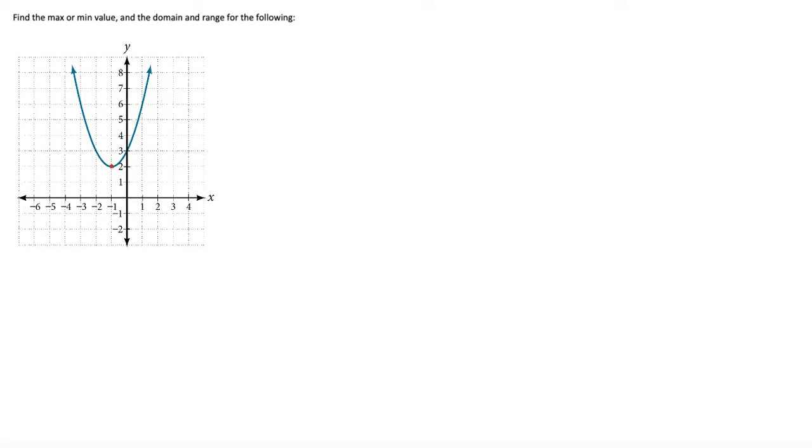The minimum always occurs at the vertex. We notice that there's no maximum here. Remember, these arrows are pointing upwards, right? So remember, infinity does not count as a max or min value. In this case, the maximum, so there is no max, right?